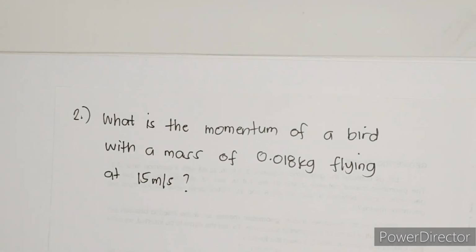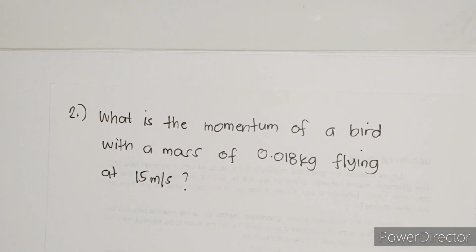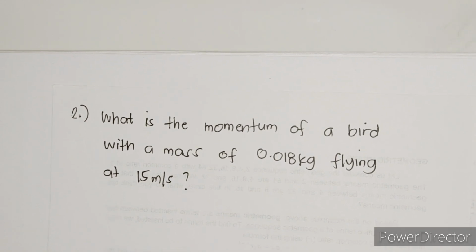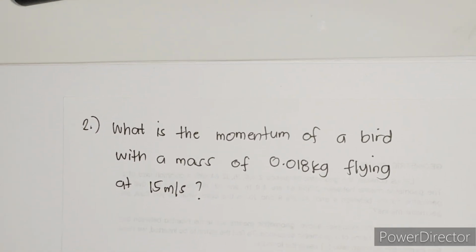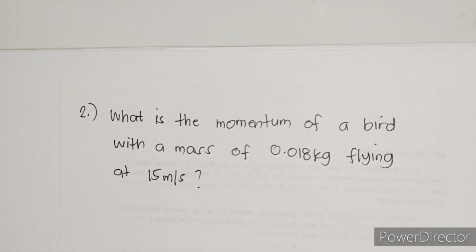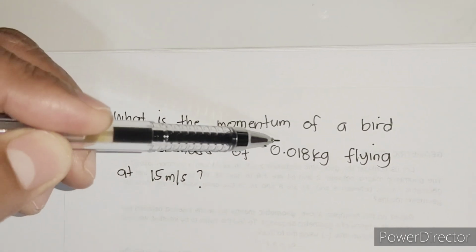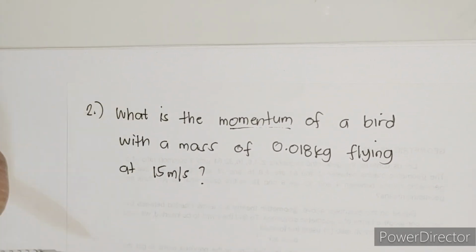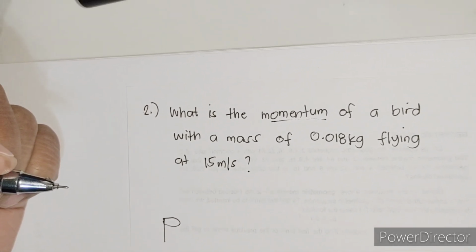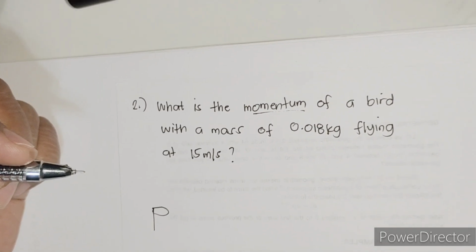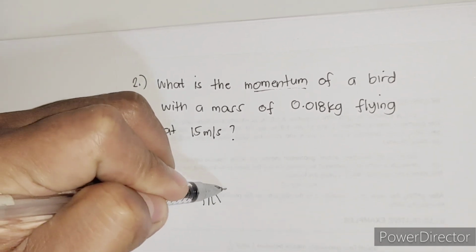What is the momentum of a bird with a mass of 0.018 kilogram flying at 15 meter per second? I'm so sorry. Sumasabay yung ulan. So in this particular example, mga anak, take note that we are looking for the momentum, okay? And momentum stands for small letter p or big letter P. Isn't it, Ma'am Tintin? Yes. Small letter p or big letter P? Whatever, okay? Basta P. P now is equal to mass times the velocity, isn't it?